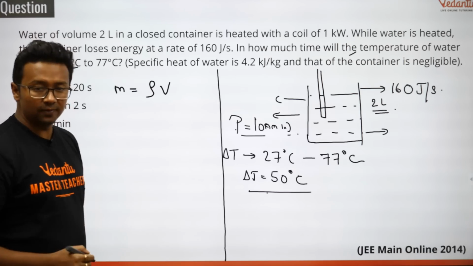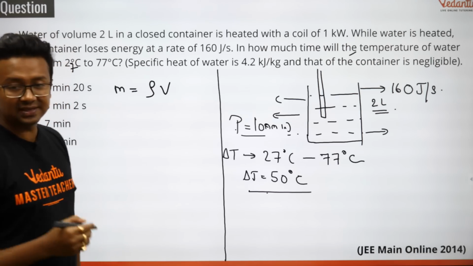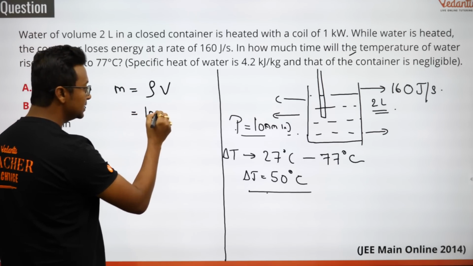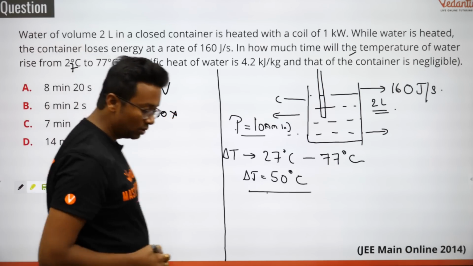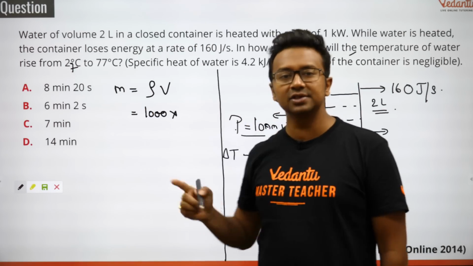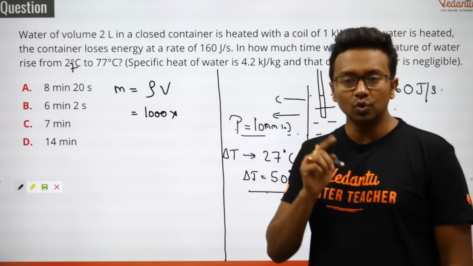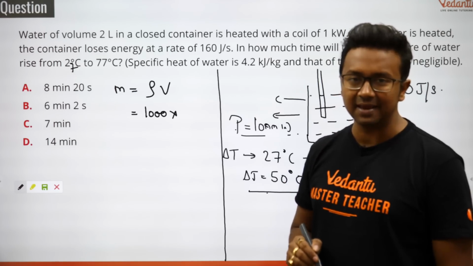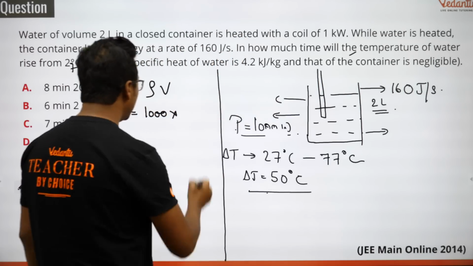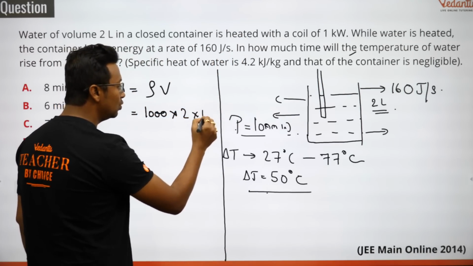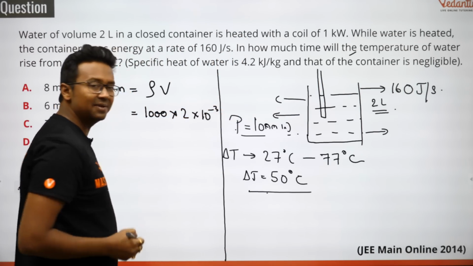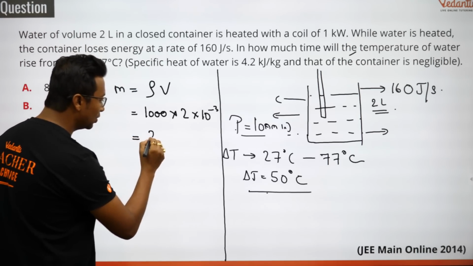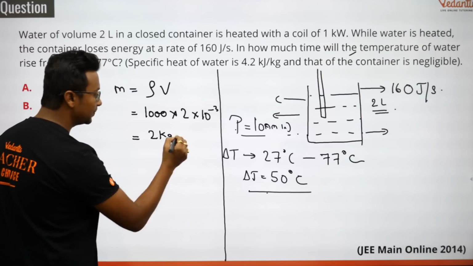density into the volume. Now what is the density of water? We know it is 1000 kg per meter cube. So it is 1000 kg per meter cube into the volume of water out here, which is 2 liters. So 2 liters is equivalent to 2 into 10 to the power minus 3 meter cube, which is going to give me the total mass of 2 kg.